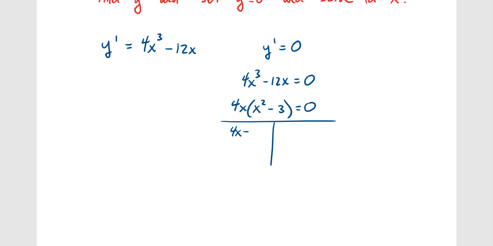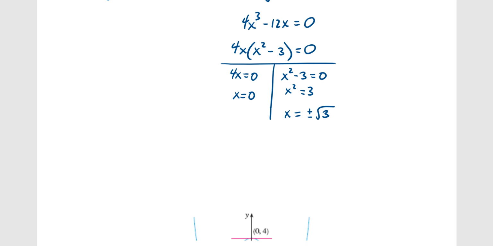Zero product property, 4x equals 0 gives us x equals 0. And x squared minus 3 equals 0 gives us x squared equals 3. Take the square root of both sides, we get x equals plus or minus the square root of 3. So these are our x coordinates, and I'm just going to cheat a little bit.